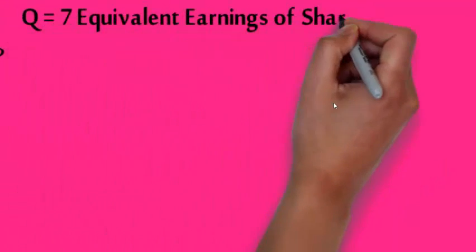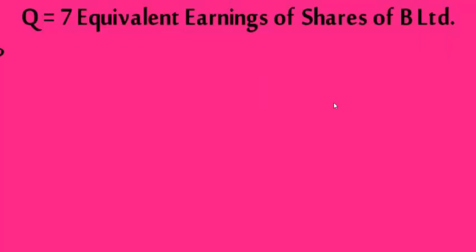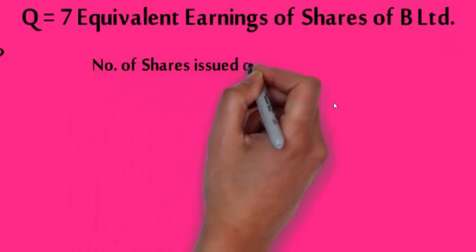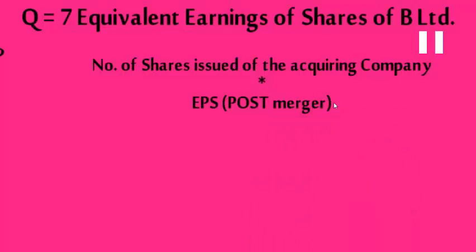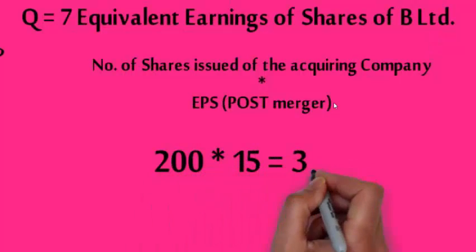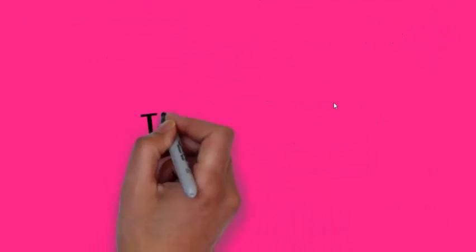Now the last question, that is what is the equivalent earnings of shares of P Limited. So the formula to calculate is number of shares issued of the acquiring company, that is 1000 multiplied by 0.2 multiplied by EPS, that is post merger, that is 15. So 200 multiplied by 15, that is 3000.